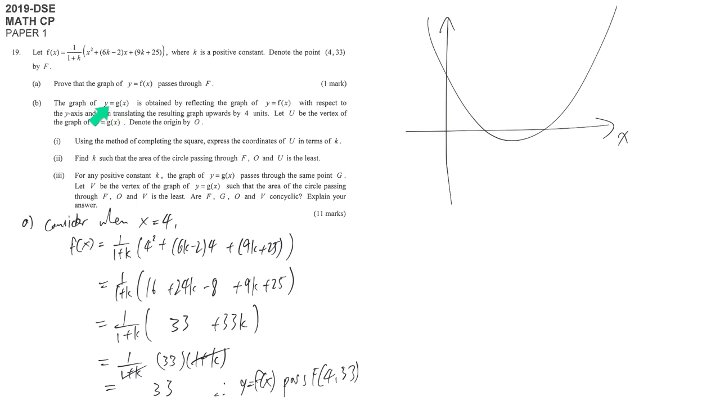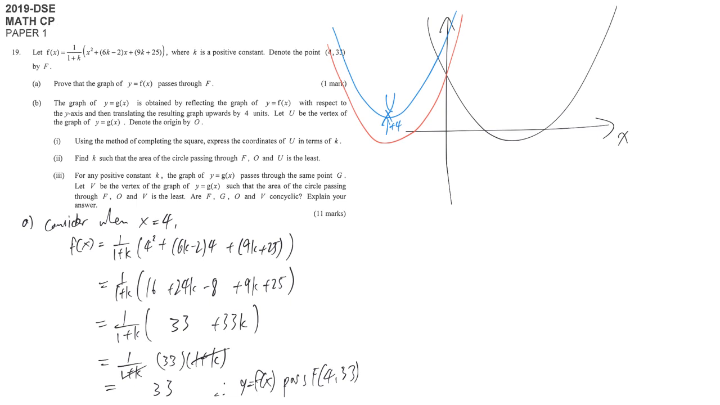In part B, they say that there is another function related to f. From f(x), we reflect it with respect to the y-axis. Maybe it's like this. My drawing is not very good. It should be symmetric. And then translate it upward by 4 units. So move it by 4 units. Let U be the vertex of the new graph. So we have point U here.